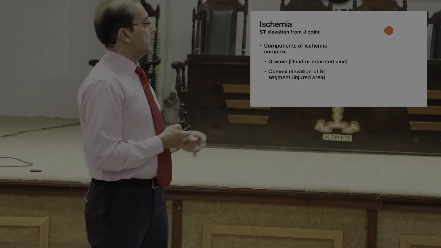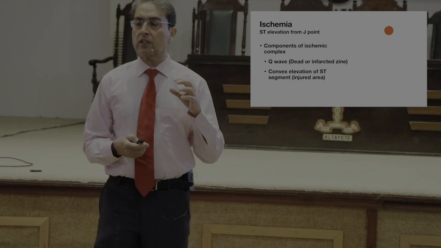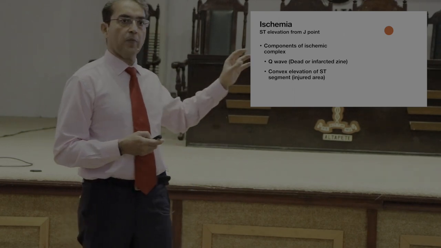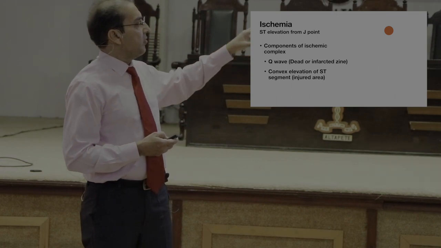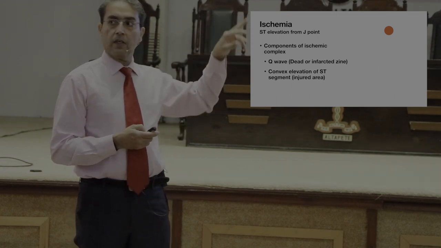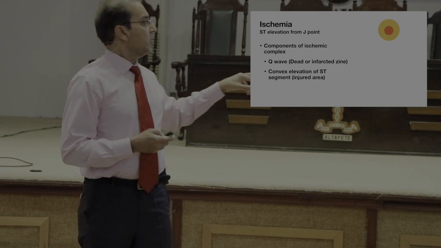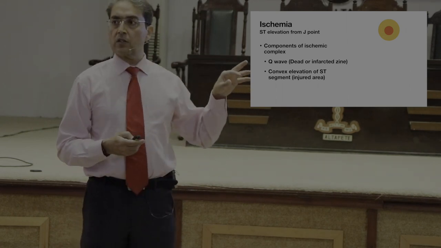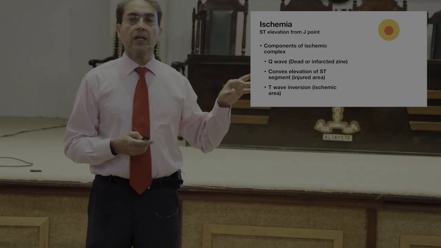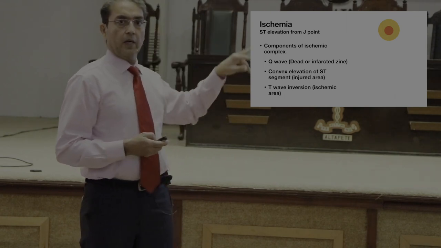This elevation of the ST segment is an injured area, still not dead. This is viable myocardium which can be saved. It reflects ST elevation, and this is around the infarcted area. And then you've got T elevation, which reflects the ischemic area which is not injured as yet. This is around this injured area.